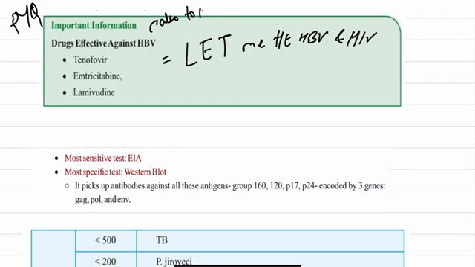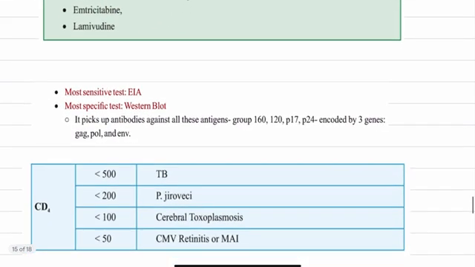What are the drugs that are effective against HBV and also HIV? Remember this trick: LET me treat HIV and HBV. L for lamivudine, E for emtricitabine, T for tenofovir. What is the most sensitive test? EIA, and the most specific test is the Western blot test.